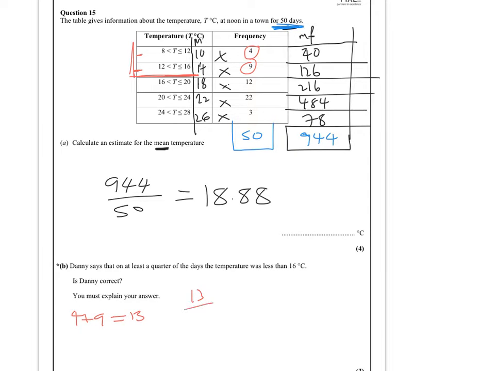So 13 over 50, if we do that as a percentage, so then times that by 100, we get 26%. And then if we compare that to what Danny said, that at least a quarter were less than 16 degrees, we found that 26% were less than 16 degrees. So 26% is bigger than 25%. So Danny is correct in this case.